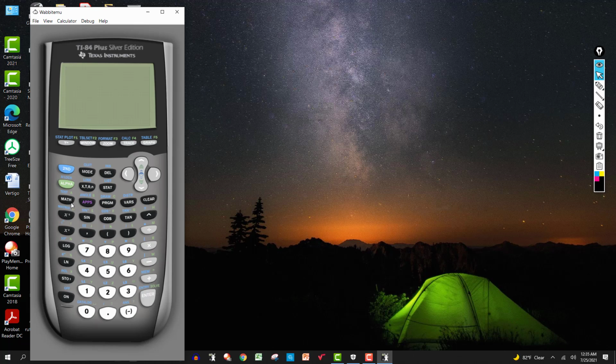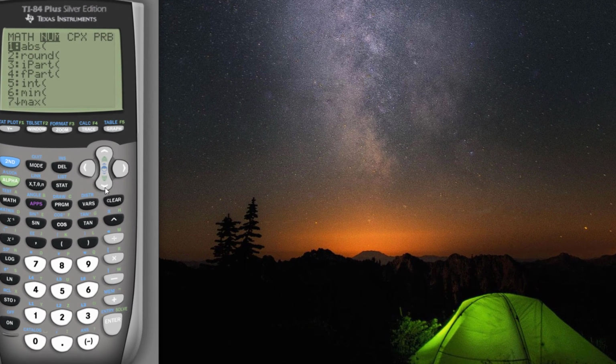So we'll go to Math here, then over on the top, get the number menu, scroll down to GCD. So that's number 9, hit enter. And then just enter the numbers you want to find the GCD of. The GCD stands for the greatest common divisor, also known as the GCF, or the greatest common factor. Okay, so we're looking for the largest number that divides, say, two numbers.